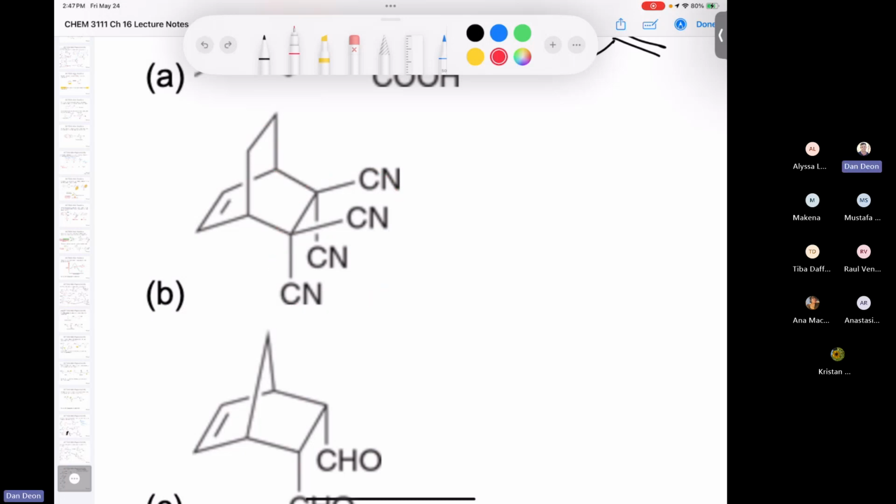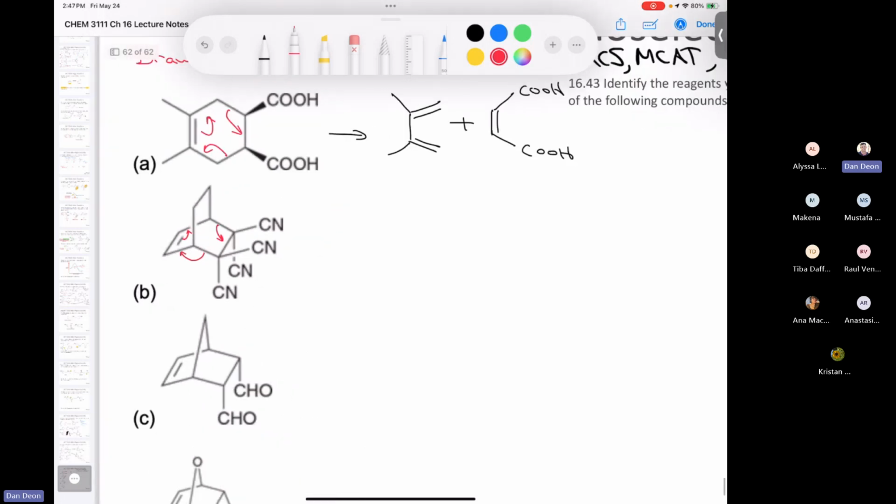So when you draw your curved arrows, you have a new pi bond here. You break this sigma bond, and then you break this sigma bond. So yes, your diene is going to have 6 carbons in it, right? 1, 2, 3, 4, 5, 6. Okay, so when we draw our diene, it's going to be a 6-membered ring. Okay, and if you're like, isn't that just 1,3-cyclohexadiene? Yes, we've drawn it over and over today.